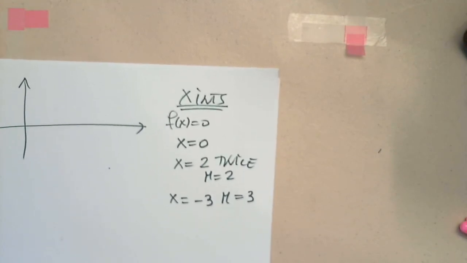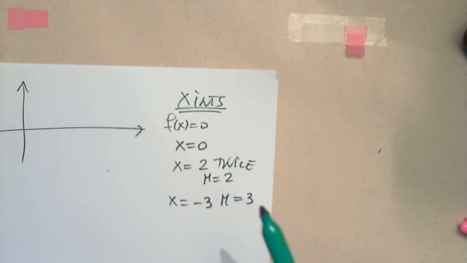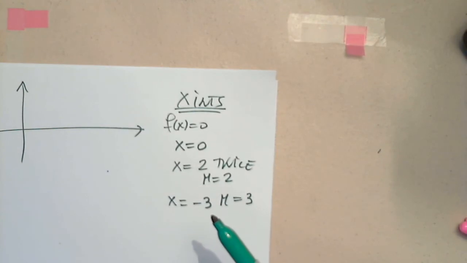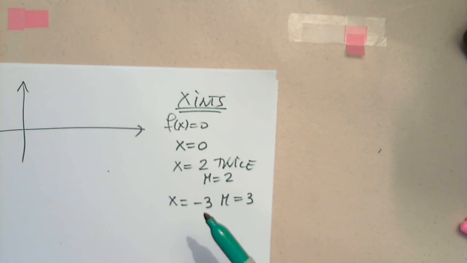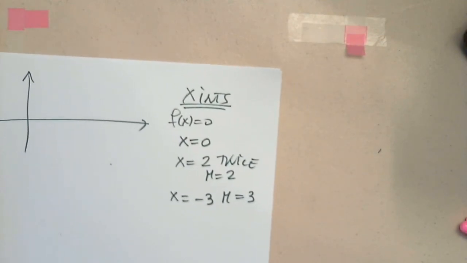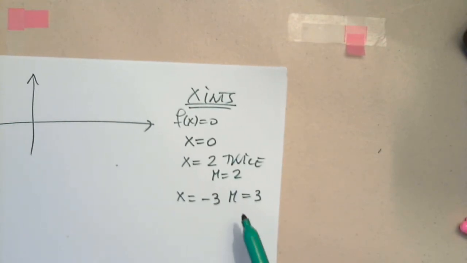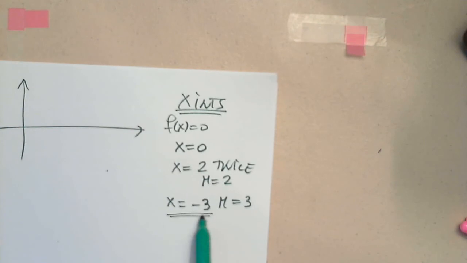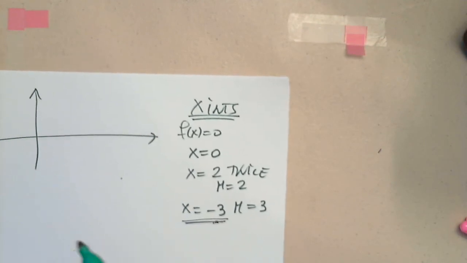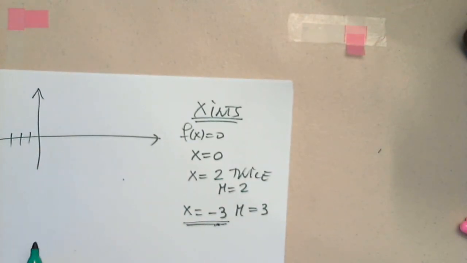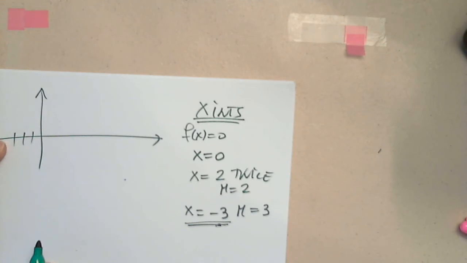We can't see what you're writing. Is this better? Yes. So which direction do I have to take this to? Okay, so let's suppose this one appears 3 times. So negative 3 is here. Can you see negative 3?